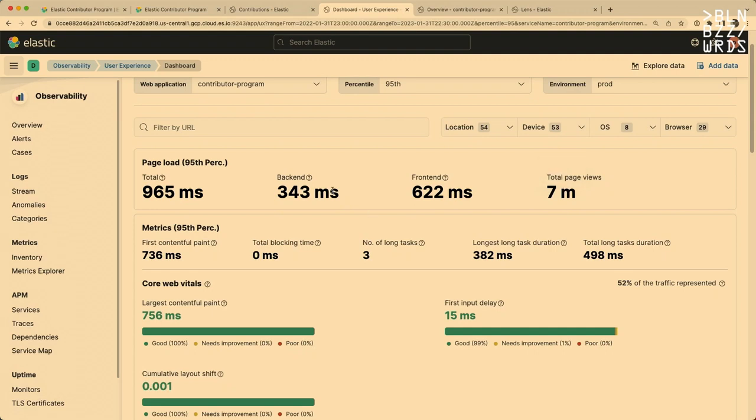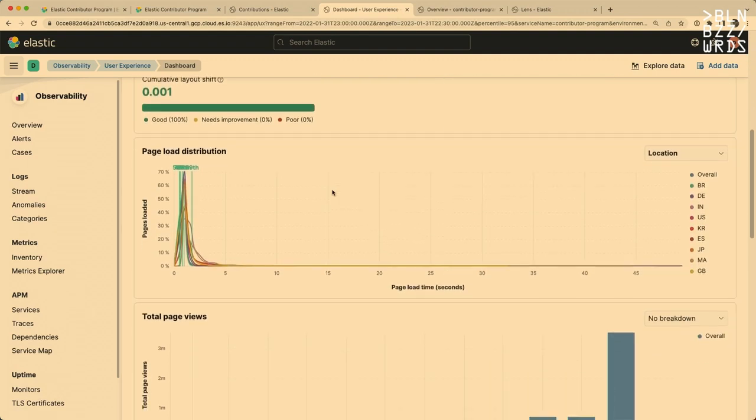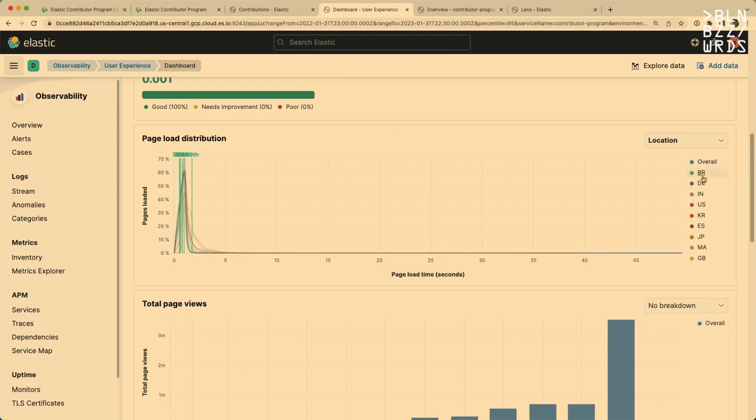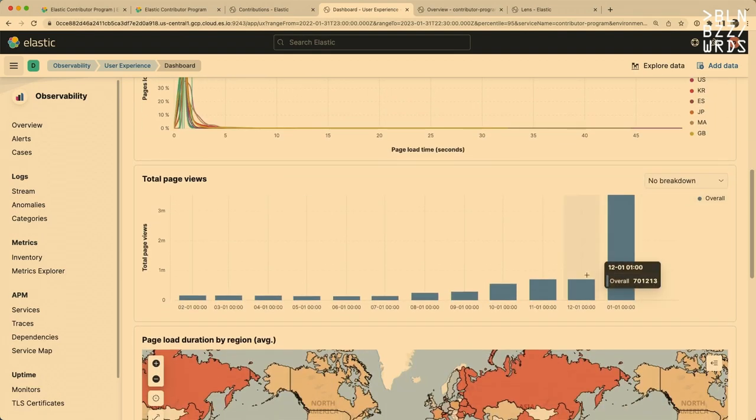We monitor the page loads and how everything works. We can also see response times per country and everything. And then we looked at this graph and we were like, wow, did we really get that many submissions or page requests at the very end of the period? This is kind of suspicious already.